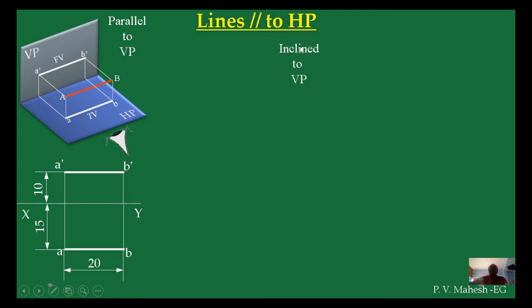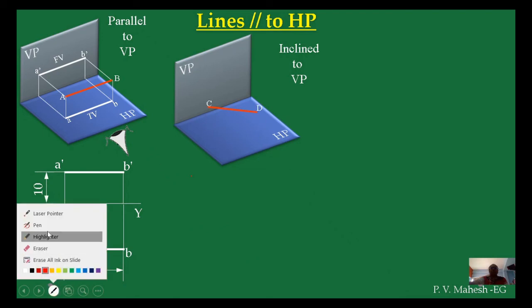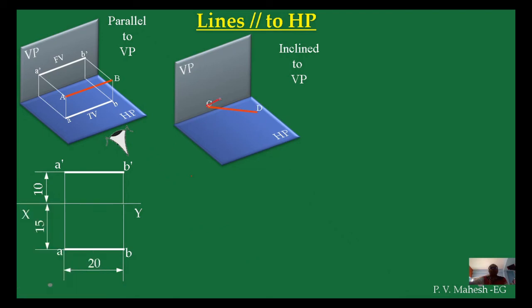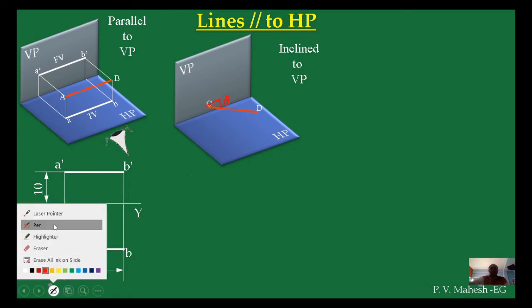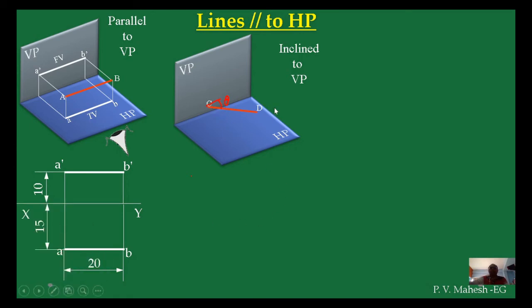Now next we will see the line inclined to VP. The line is parallel to HP and inclined to VP. So this is the plane, and the line is inclined to VP here. The line is inclined to VP means here you can see there is some inclination with VP. Okay. Now when this is inclined means the distance from VP is not equal, but the distance from HP is equal.